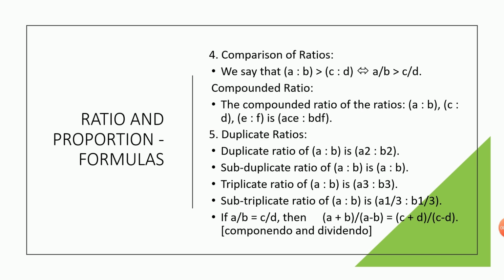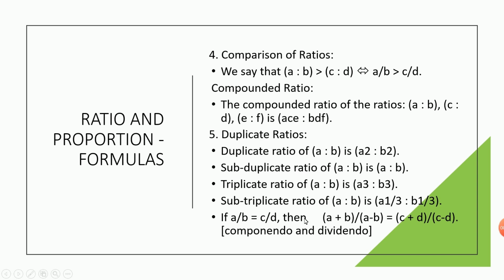Next is comparison of ratios. A is to B greater than C is to D. If we say that, then that means A by B is greater than C by D. Then compound ratio also: A is to B, C is to D, E is to F. Like I said, first terms of all ratios are multiplied and second terms of all ratios are multiplied. So here ACE is to BDF.